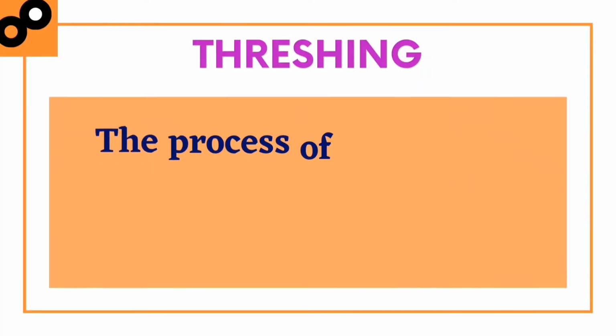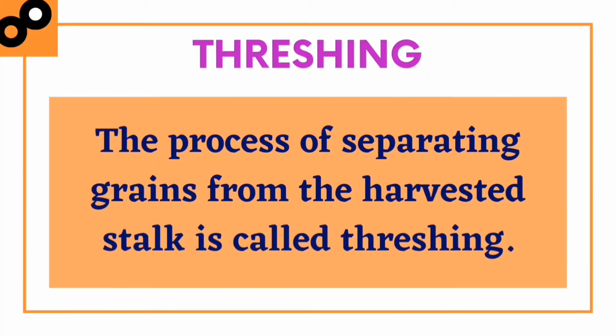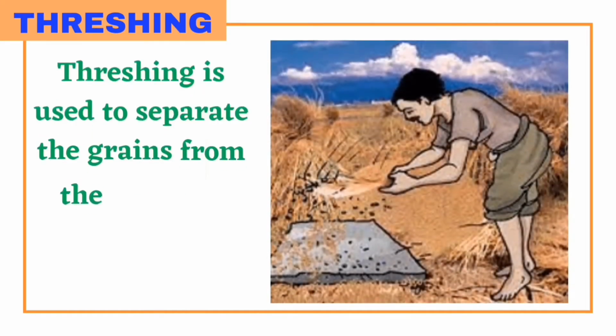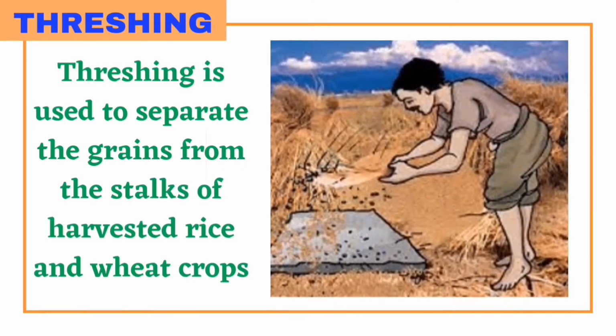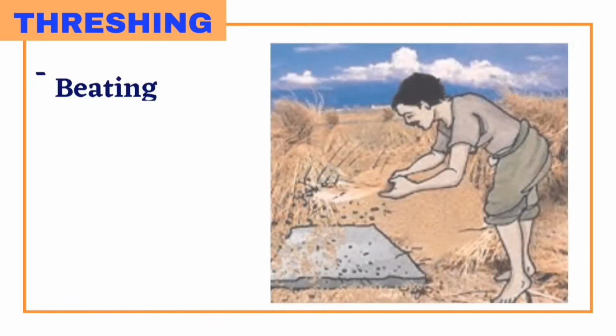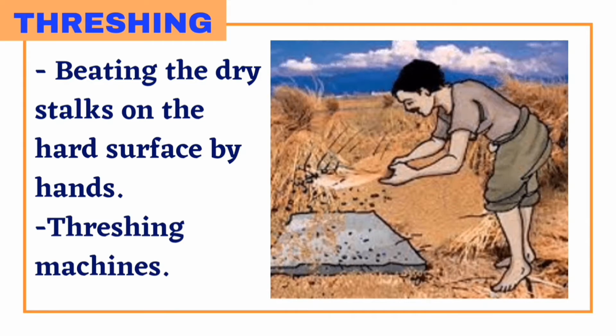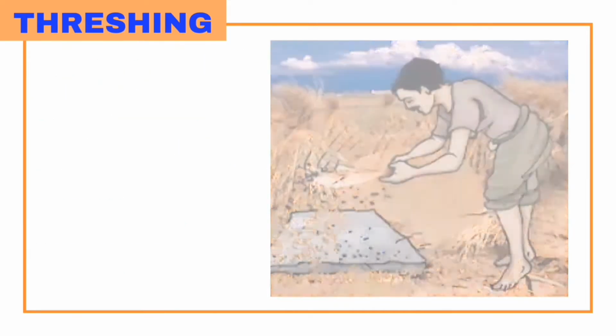Another method of separation is threshing. It is used to separate grains from the harvested stalks of wheat or rice. In this process, stalks are beaten to free the grain seeds. Sometimes threshing is done with the help of bullocks. Threshing machines are also used to thresh large quantities of grain.